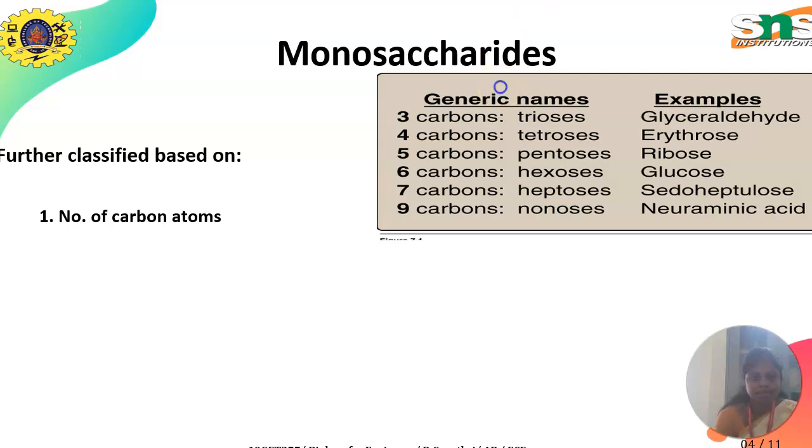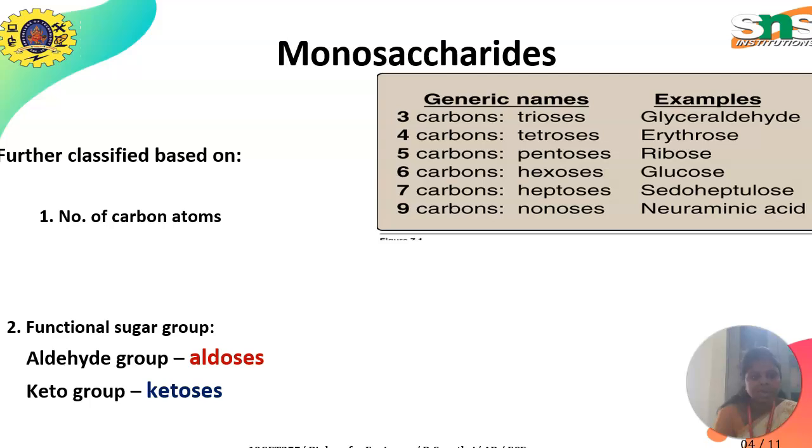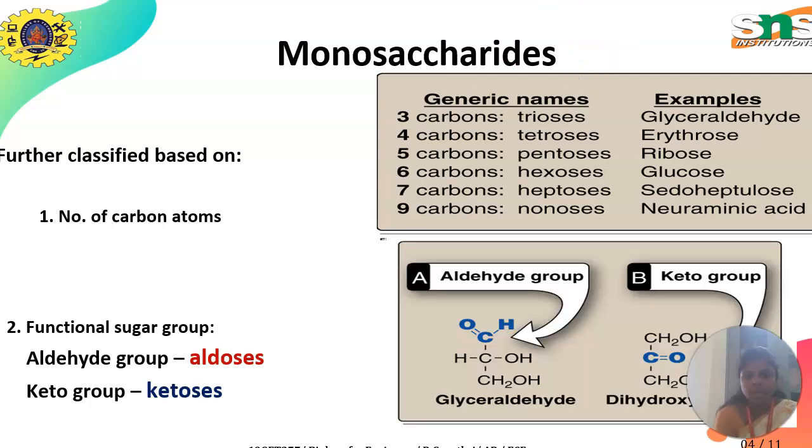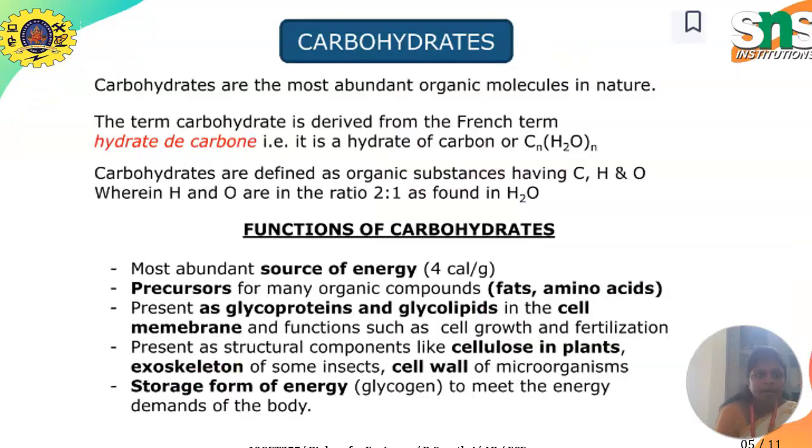neuraminic acid. And the second classification is based on the functional sugar group: aldehyde group, aldose, and keto group, ketose. The aldehyde group has CHO, and the keto group has CO, for example dihydroxyacetone.